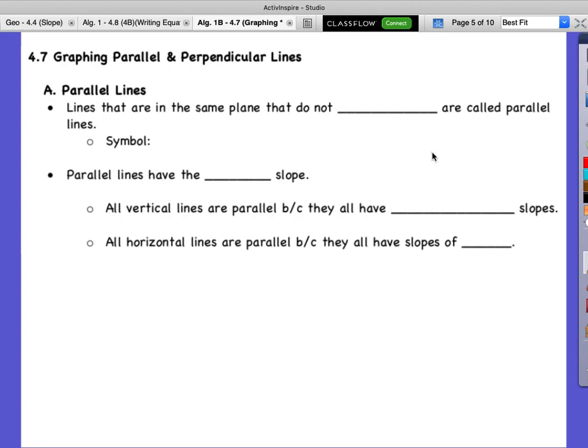Okay, so we have parallel lines. Parallel lines are lines that are in the same plane but do not what? Touch. So they don't intersect is going to be our math word for it. They don't intersect, but it's that same idea. Okay? So lines that are in the same plane and do not intersect are called parallel lines. Can you guys think of real world examples that we have of parallel lines? Lines that don't intersect?